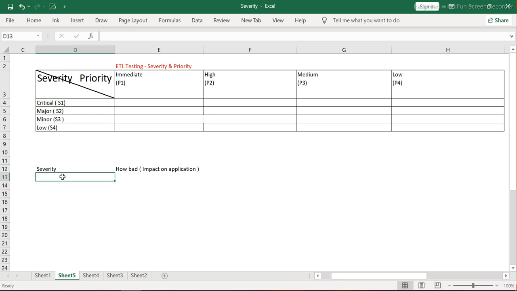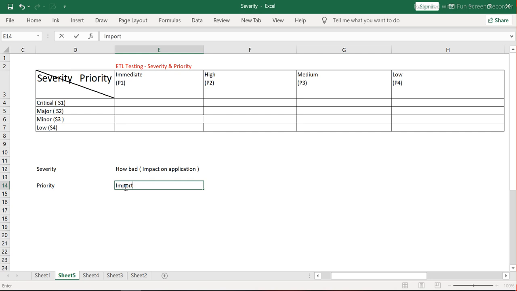Okay. Now the second one we will try to understand is priority. So priority means what, guys? In layman language, priority is basically what is the importance of it, right? Importance. What is importance, right?